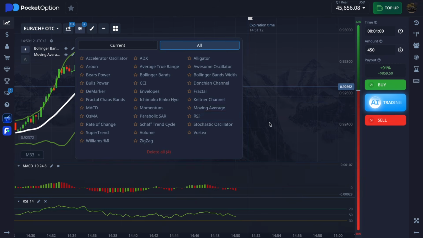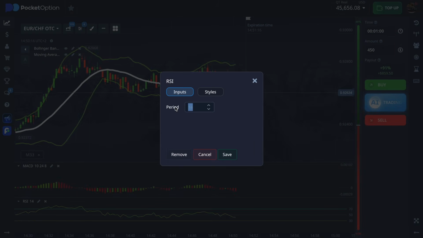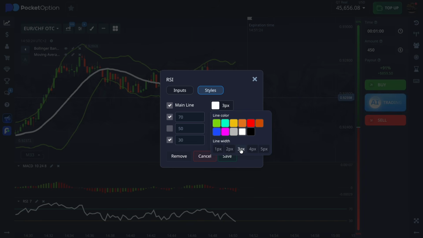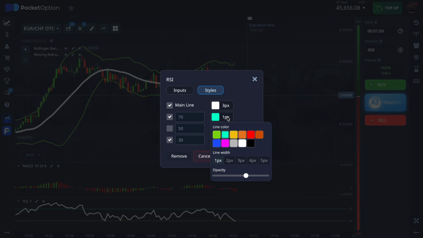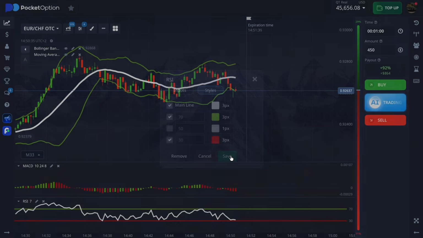I also add it to the chart. Here, I go to the settings and change the period to 7. After that, I go to Styles. Here, I turn off the middle line. I repaint the main line and make it slightly thicker, and I repaint the upper line in green and also make it a bit thicker, and I repaint the lower line in red and make it thicker too.